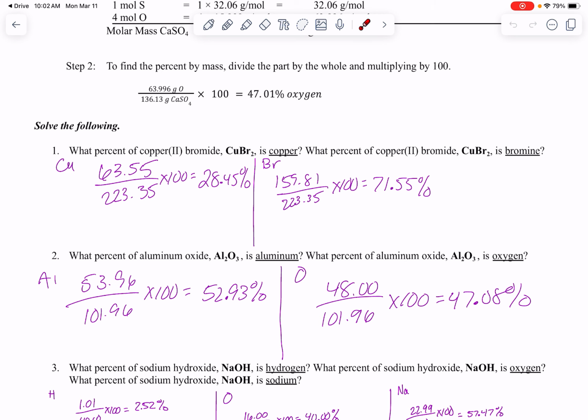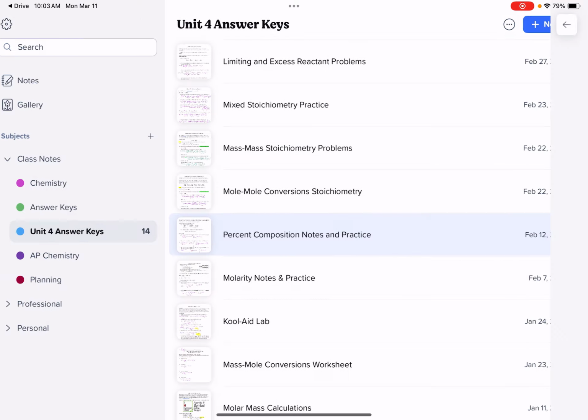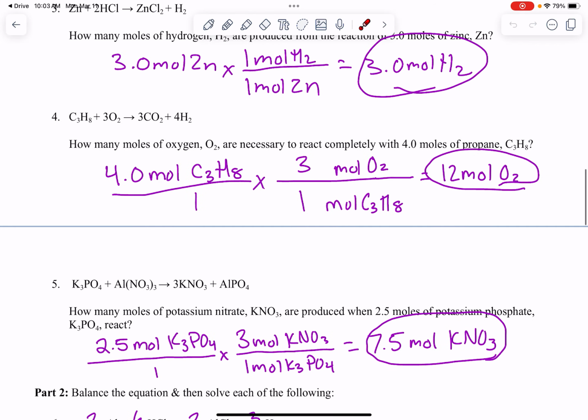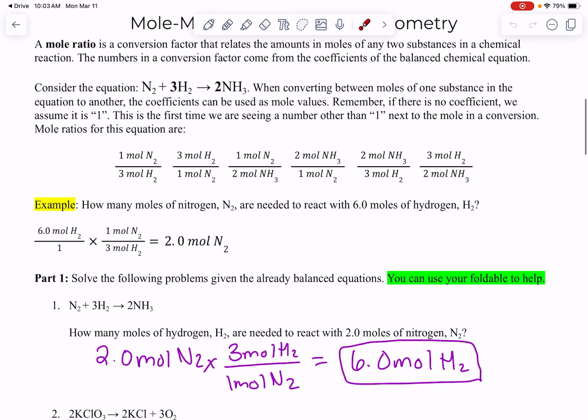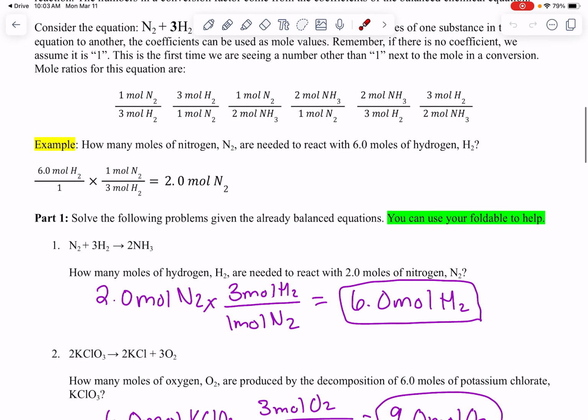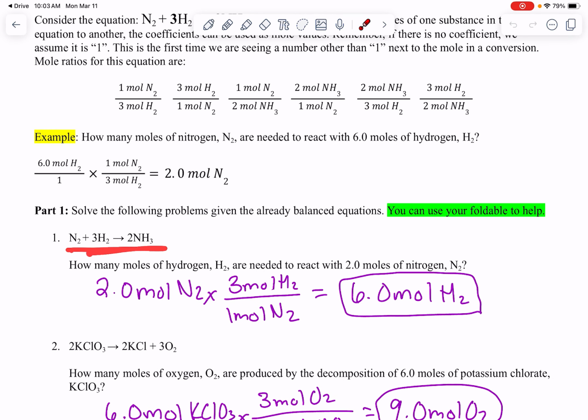Again, remember, part of a whole, and I know you have that equation in your notes. Mole to mole stoichiometry, this was the first time we used the foldable. So remember, mole ratio is the ratio between 2 substances in a chemical reaction, and that's given by the coefficients. The big thing there, you need a balanced equation to get your coefficients.